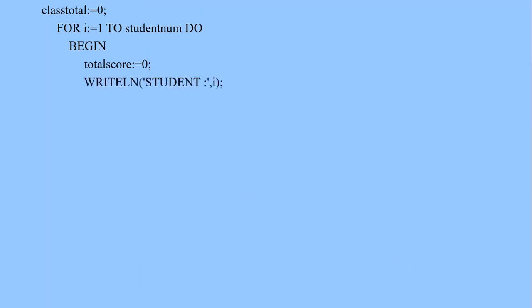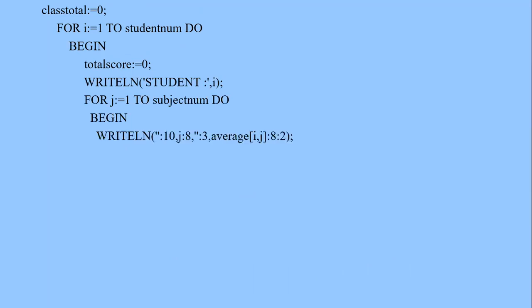So we initialize our class total to 0, and then we use a for loop to compute. As usual, when I is equal to 1, we initialize total score to 0. And then we display student 1. Then for j equals 1 to subject num, do, begin, write line. Format what we are going to display to 10 spaces, then j to 80 spaces.